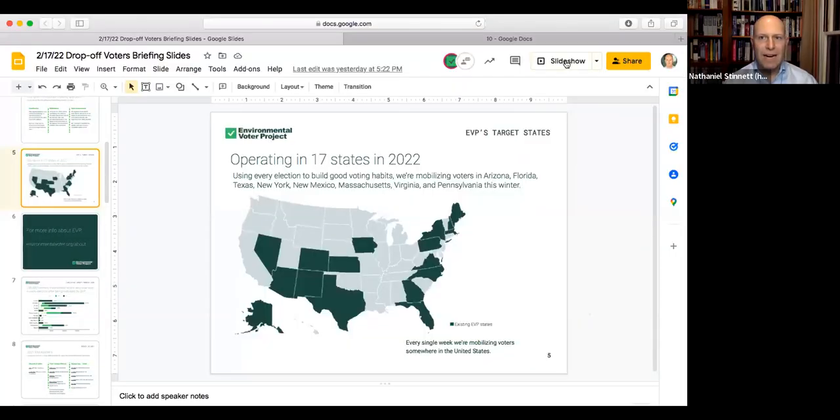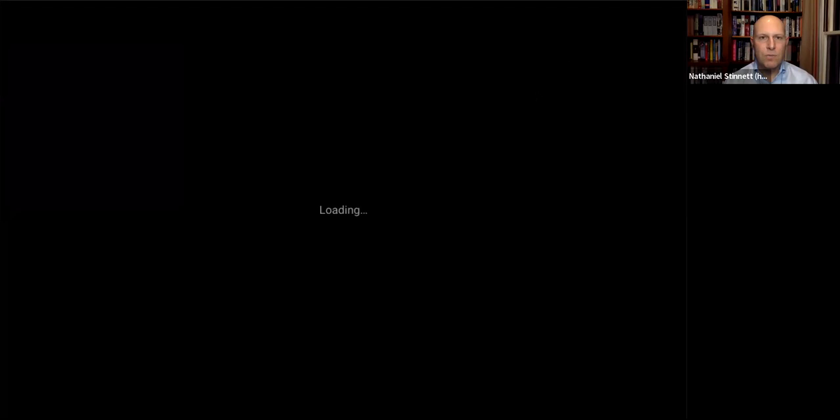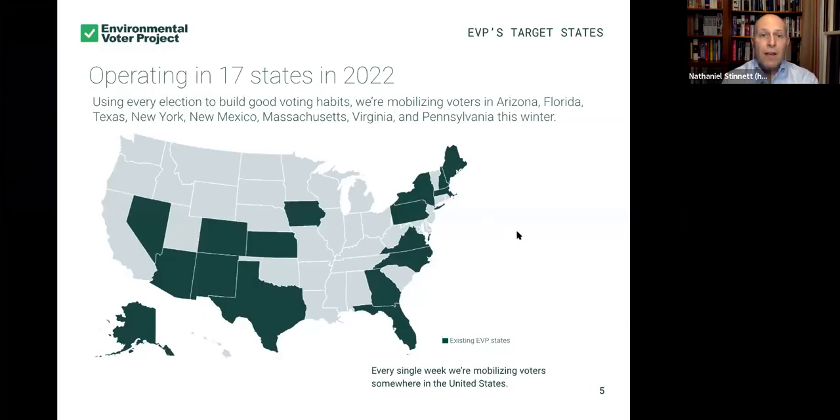Okay, so let me actually answer this question by, once again, quickly just sharing my screen so that those of you who have forgotten what states that we're in, you can see them. So these are the 17 states that we're in. Why did we choose these states? One, each of these 17 states have huge, disproportionately large populations of non-voting environmentalists.